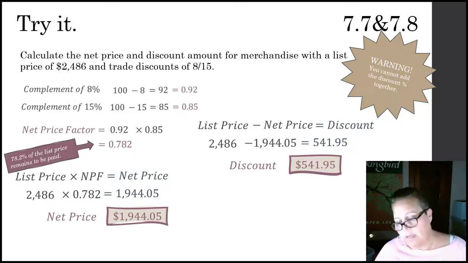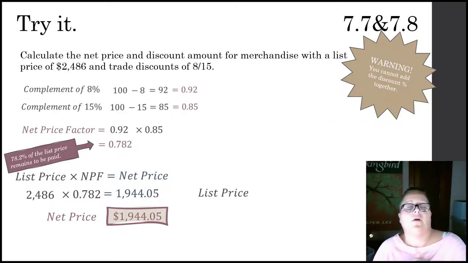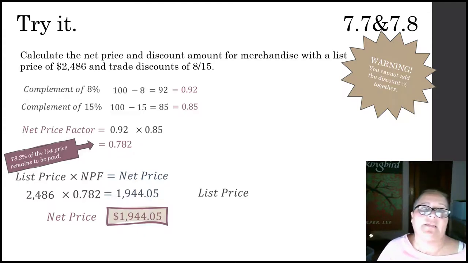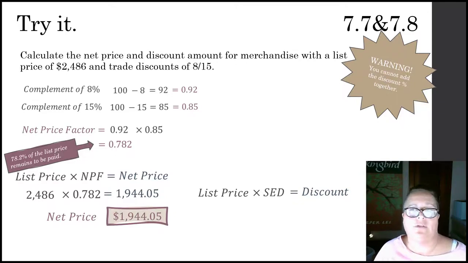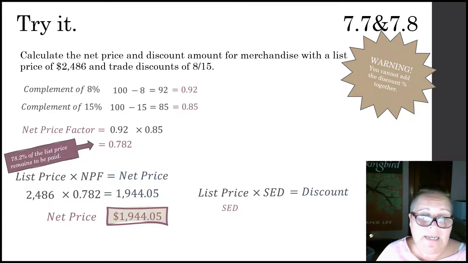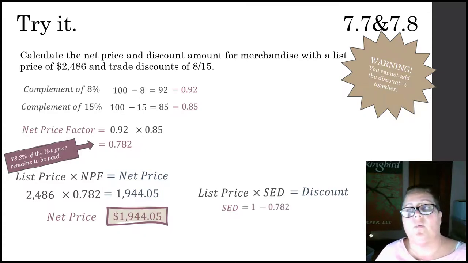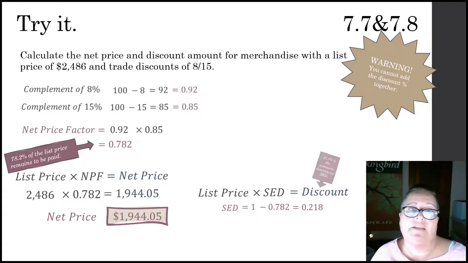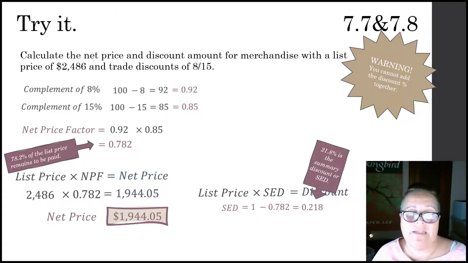You can also recognize that if you take the list price and you multiply it by the single equivalent discount, you will have the discount amount. Keeping in mind that the single equivalent discount is 1 minus the net price factor, or 1 minus 0.782, which is 0.218. This 0.218 means that 21.8% off is our summary discount, or our single equivalent discount.